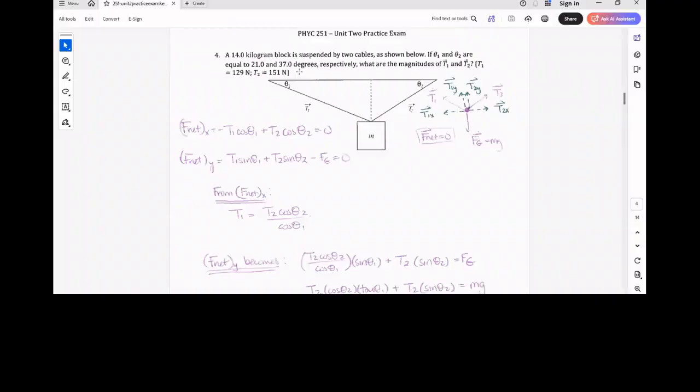In the y direction, there are 3 forces to worry about. I have T1 sine theta 1, which is just the vertical part of T1, added to T2 sine theta 2 because both of those point up. I'm subtracting my only negative force, so gravitational force. All those will get me back to 0.